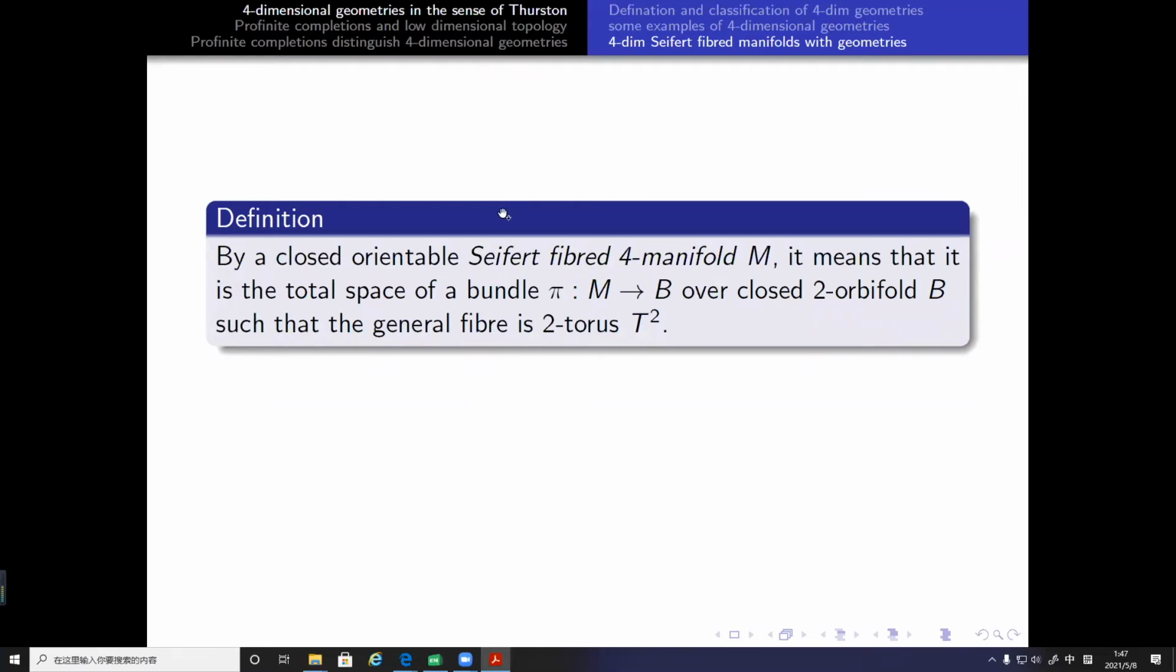And then we just consider something about Seifert four-manifolds. This is similar to the case of three-dimensional Seifert fibred spaces. Here, a four-manifold is Seifert fibred, I mean, it is the total space of a bundle. So here M is a four-manifold, and B is a closed two-orbifold, such that the general fiber is T2. The three-dimensional case is where the general fiber is T1, that is a circle, over a closed two-orbifold. So we just take the fiber from T1 to T2.